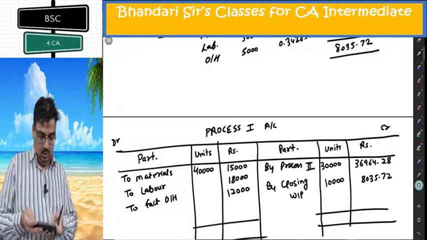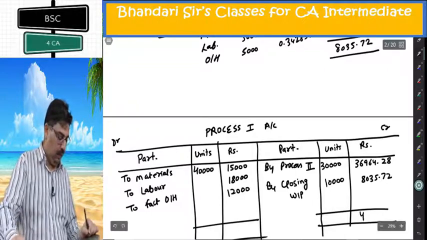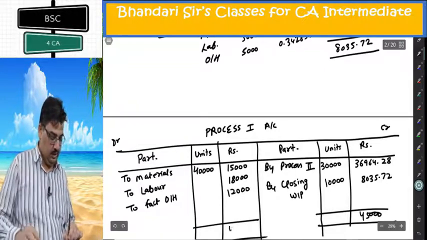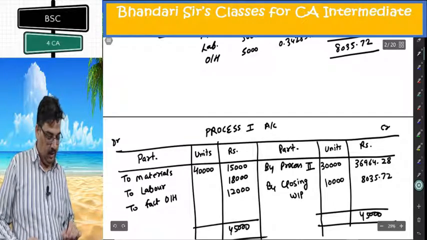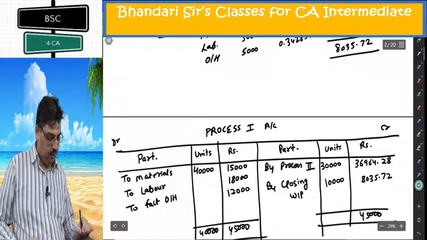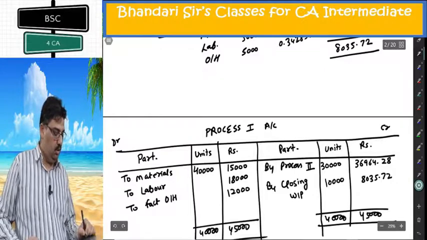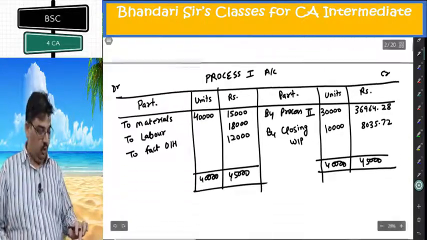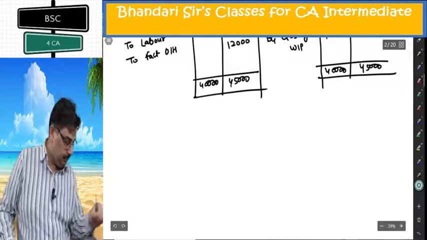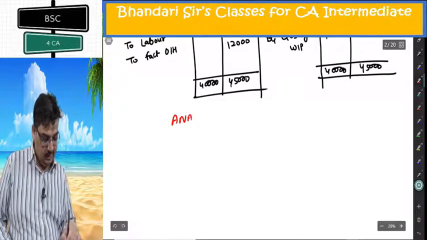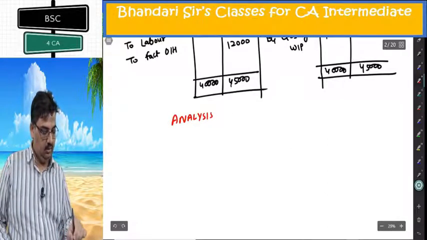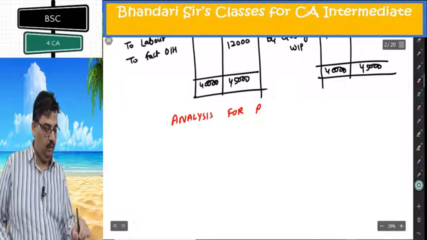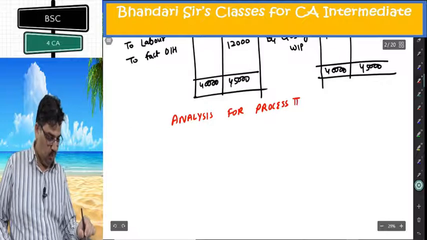8035.72. The total has to be 45,000, which tallies on both sides. That is the requirement, a compulsory requirement for any process account. The question is not over, process 1 is over. So now I am making a heading, analysis for process 2.